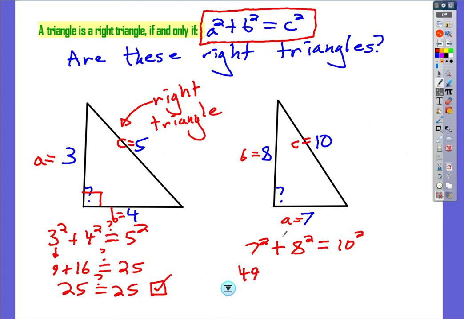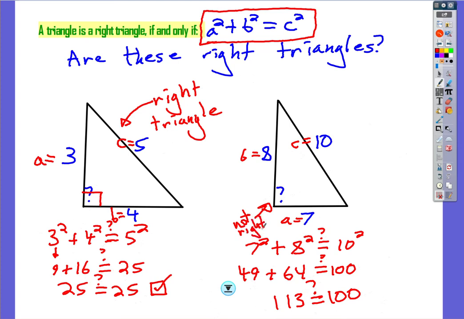Feel free to slow down the video if you want to follow along with any of the calculations. Plus 64. And for the Pythagorean theorem, I'd better put my question mark there because I do not know if that's true. We're going to see if that holds true. So 49 plus 64. Let's see, 9 plus 4 is 13. Add the other two, and we get 113. And we can see that this is not a right triangle. So we say, no, this is not.